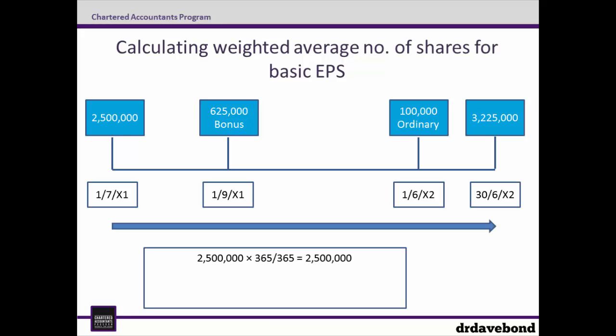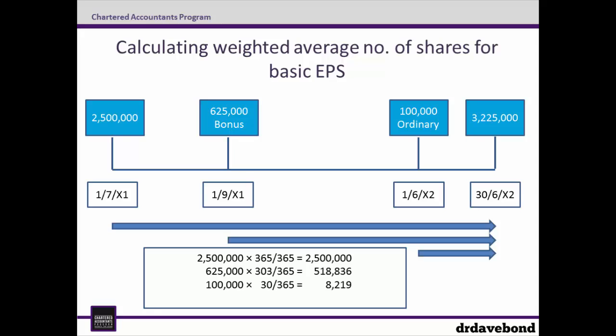The first block of shares was held for 365 days. So we multiply 2.5 million by 365 divided by 365, and that equals 2.5 million. The second block of shares was issued on the 1st of September X1, which means they were on issue for 303 days. Taking 625,000 shares and multiplying by 303 divided by 365 gives you 518,836.